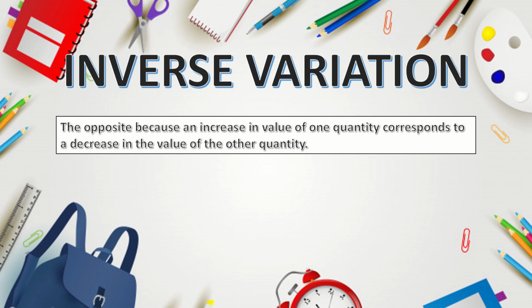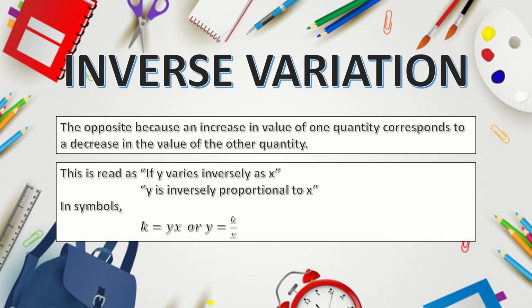It is the opposite because an increase in the value of one quantity corresponds to a decrease in the value of the other quantity. This is read as, y varies inversely as x, y is inversely proportional to x. In symbols, k is equal to yx or y is equal to k over x.